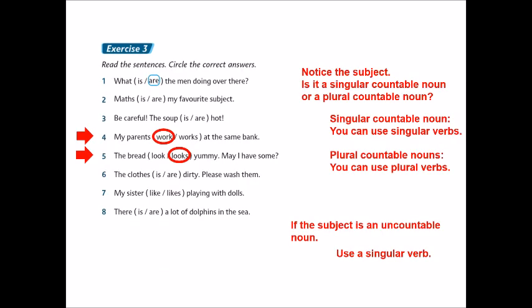In exercise 3, read the sentences and circle the correct answers. For illustration, I am showing you the answers of questions 4 and 5. Notice the subject. Is it a singular countable noun or a plural countable noun? If it is a singular countable noun, you should use a singular verb. If it is a plural countable noun, such as parents, as in question 4, you use plural verbs. If the subject is an uncountable noun, use a singular verb. As you can see in question 5, bread is uncountable.